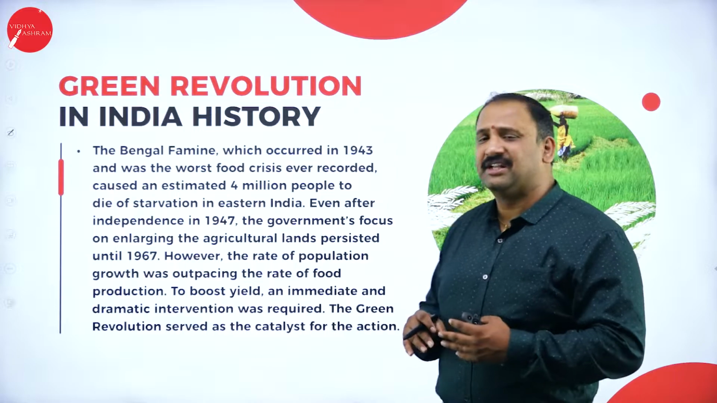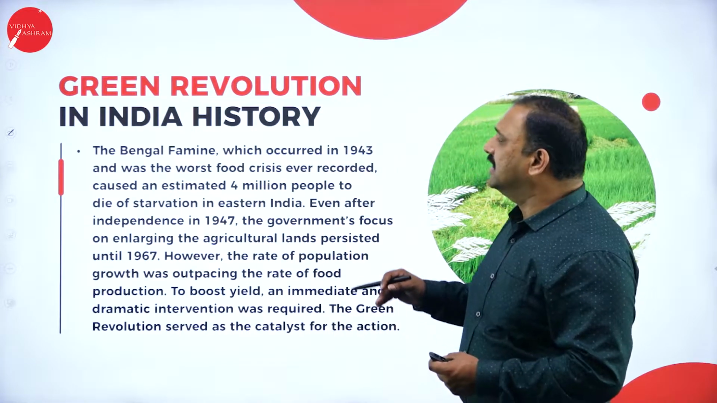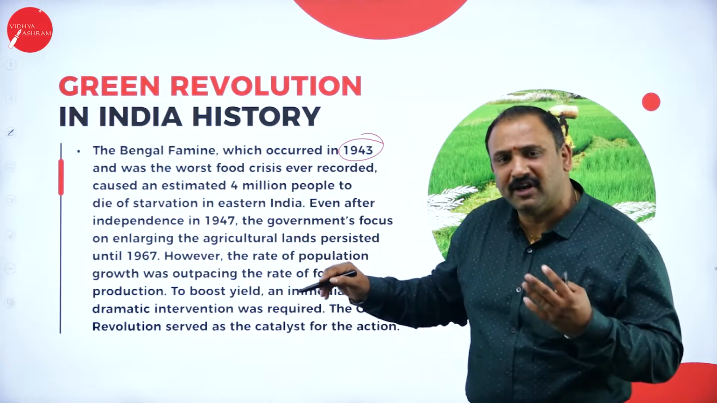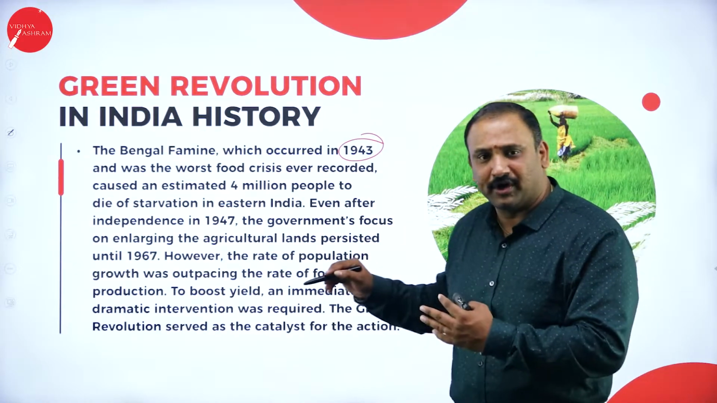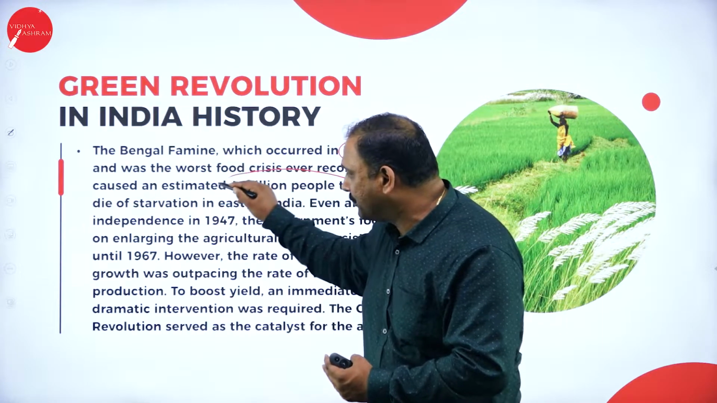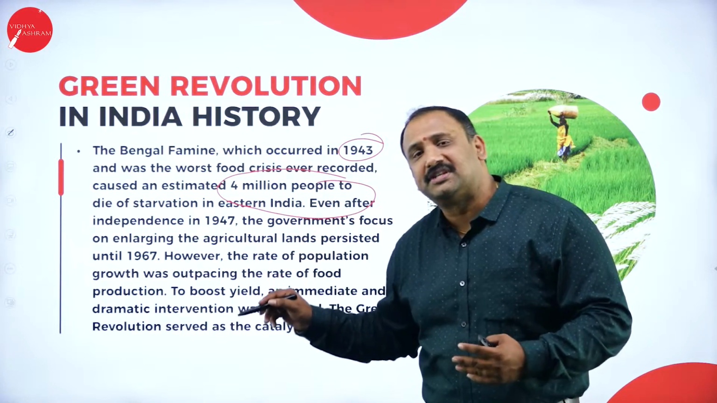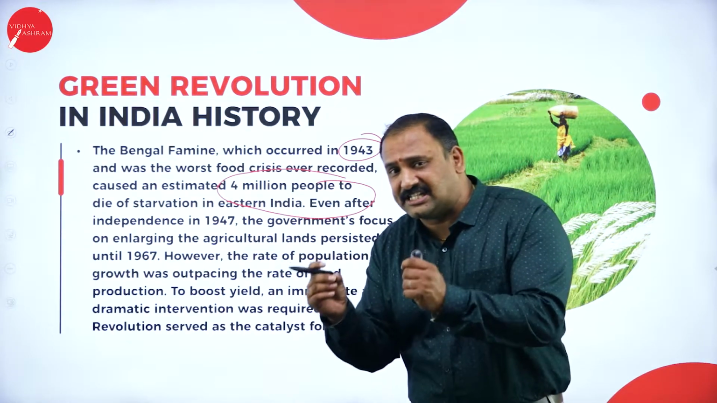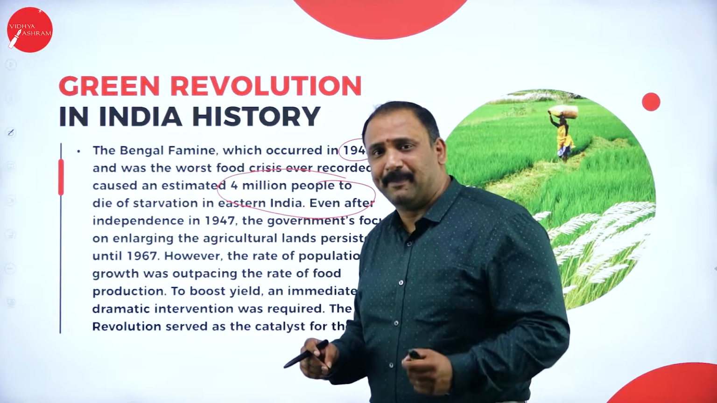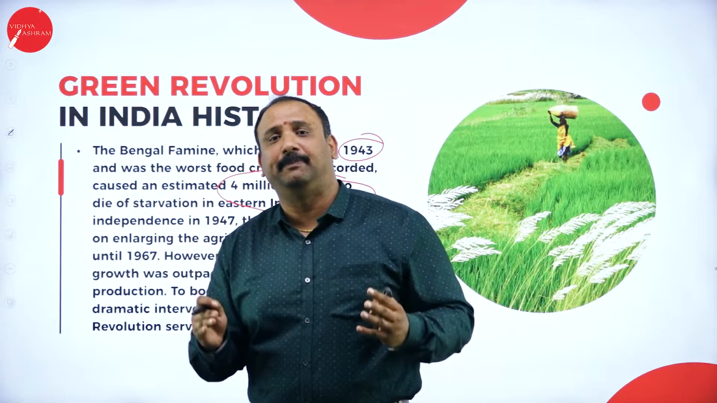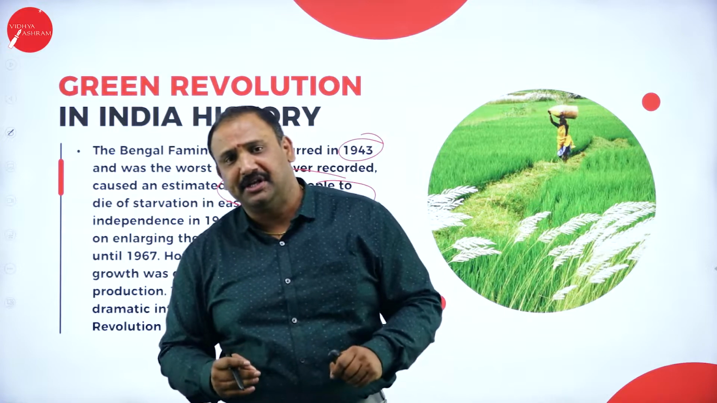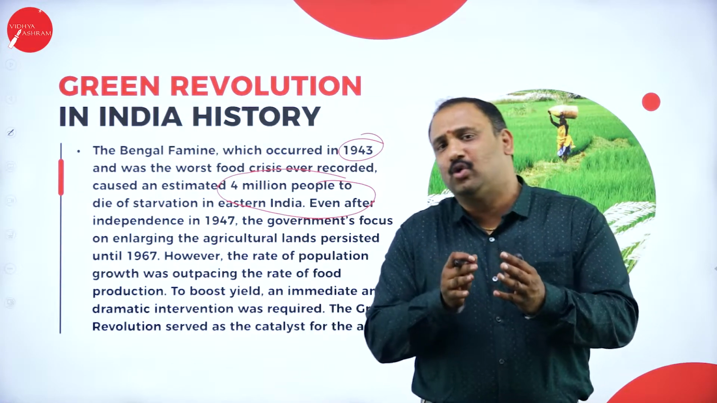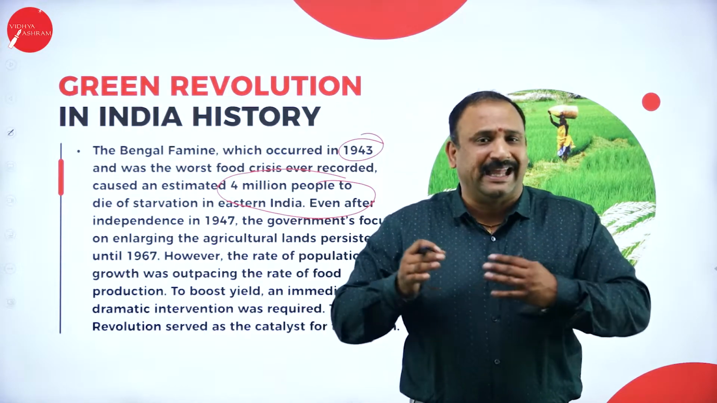Now, the Green Revolution history in India, if you look into it: the Bengal famine, which occurred in 1943, was the worst food crisis that was ever recorded, and about 4 million people died due to starvation in the eastern provinces of India. It was a very sad state of affairs to even think about, that 40 lakh people died due to starvation. The reason behind it was a complete famine that took over the people, and they were completely helpless.